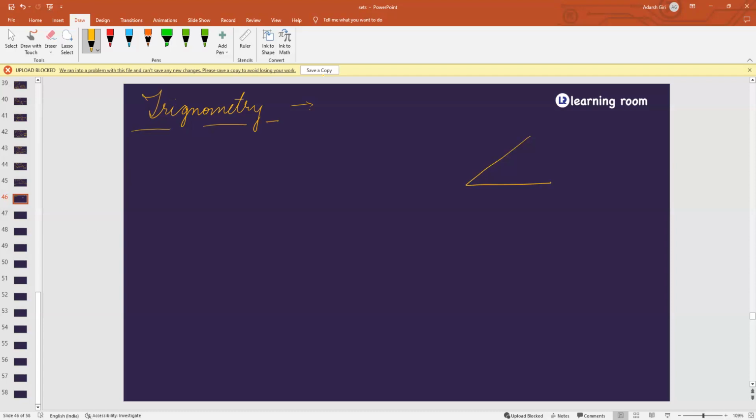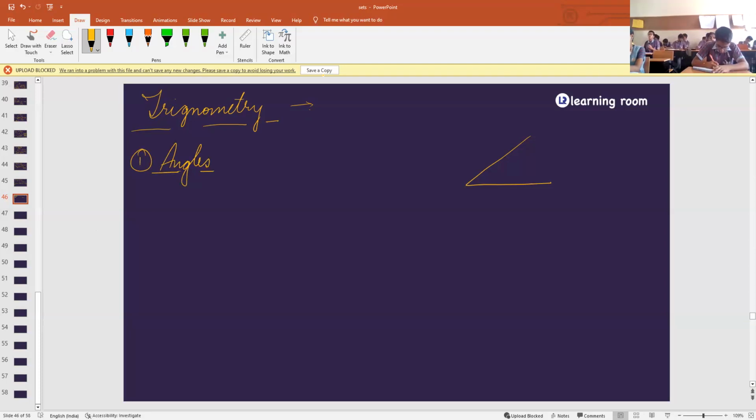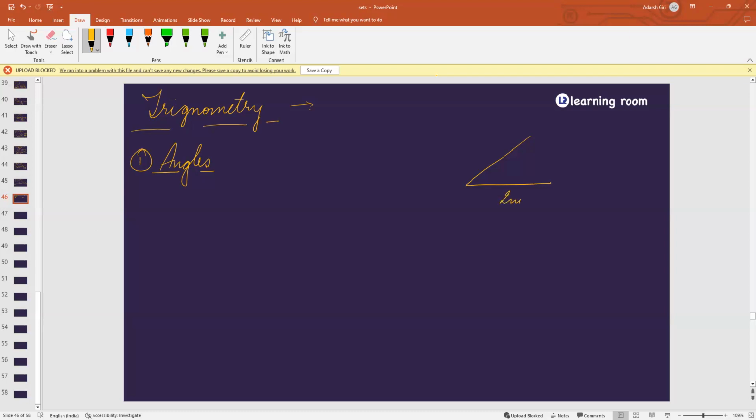So let's start with angles. First topic that we'll be doing is angles. All right. Now see here. This is the initial side. How do we draw the angles? What is an angle? Angle is basically subtended by two rays. So what happens? A ray is there. A ray is there. Let us say that OA is a ray. And another ray is coming out of OA. That is OB. If we turn OA, this will be the angle, theta.